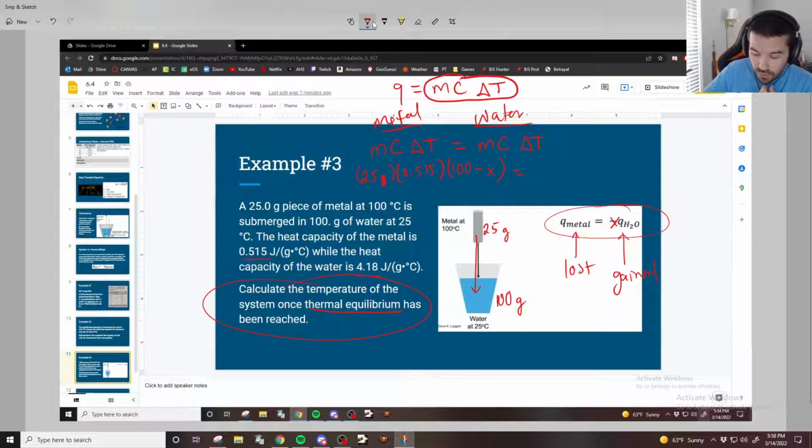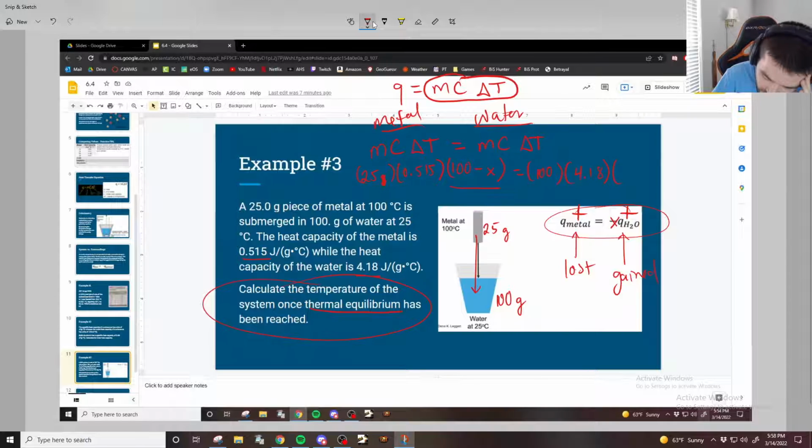This is going to be equal to mc delta T for the water. Mass of the water is 100 grams. Heat capacity of the water is 4.18 joules per gram degree Celsius. And the delta T for the water, here's where you have to be careful, okay? This is where the sign, negative, positive, can come into play. Ultimately, I want to have a positive value here equaling a positive value here, okay? So this delta T right here on the metal side is going to be positive. It's going to be 100 minus x, which is a positive value.